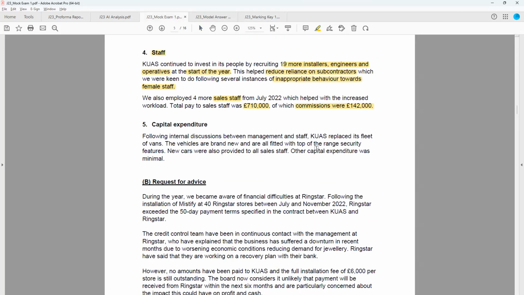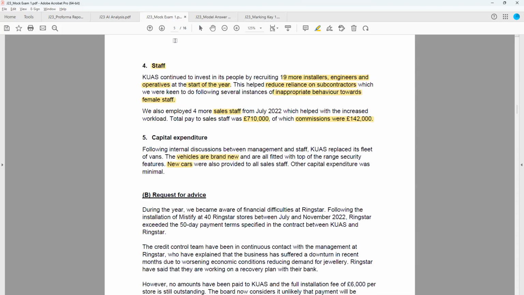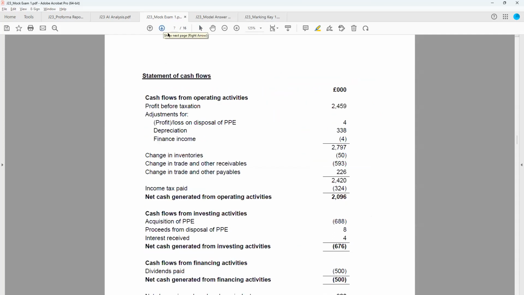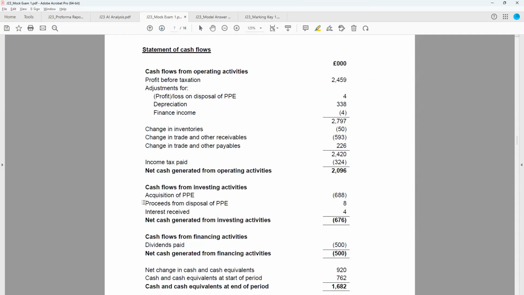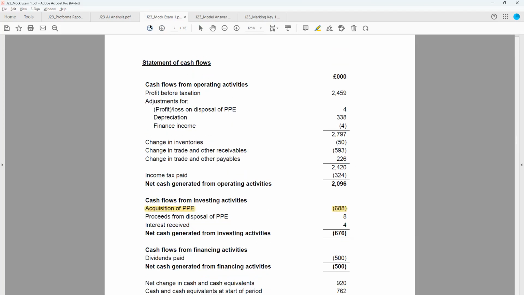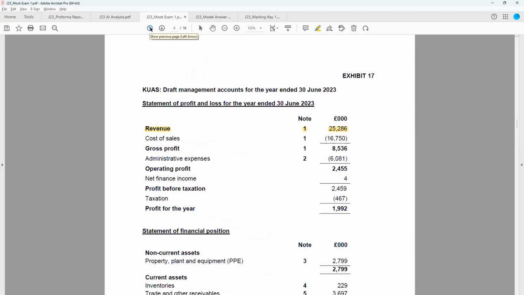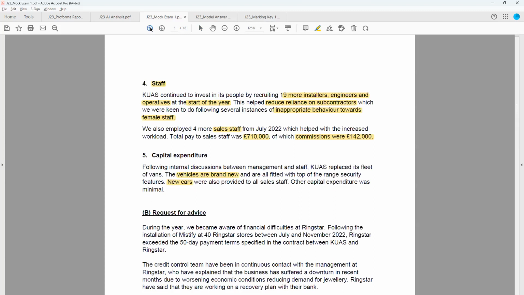We had this capital expenditure as well. We knew that was all about new vehicles, new cars for sales staff. Other capex was minimal. You might want to have a look at the cash flow statement and see what they spend on acquisition of PPE. So we've got that there, but we don't need to analyze cash or look at working capital in this requirement. So we're not going to go into too much detail there.